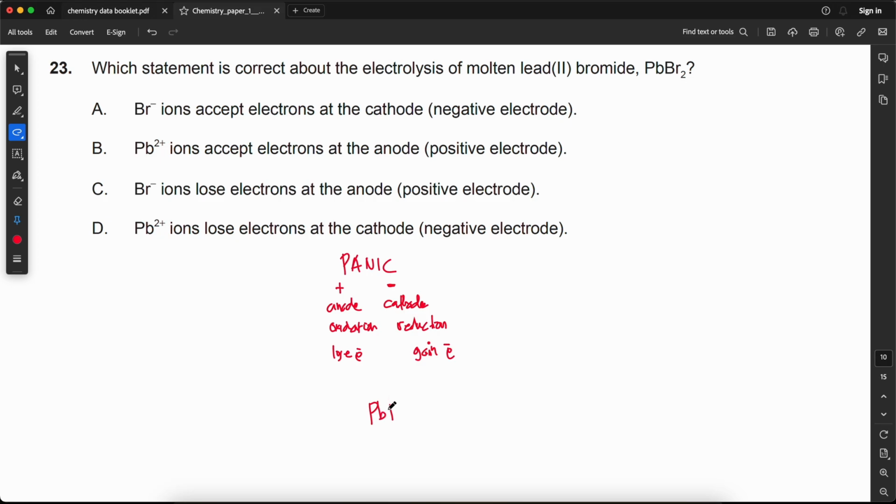So we have PbBr2. When it dissociates, it becomes Pb2+ and Br-. So Pb2+ will go to the cathode, and Br- will go to the anode. Therefore, Br ions lose, sorry, it's Br, not Cl. So Br will experience oxidation, losing the electron at the anode, which is the positive electrode.